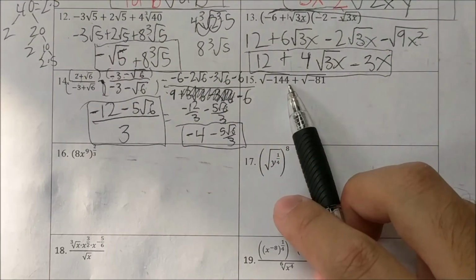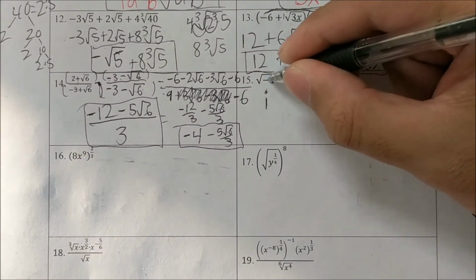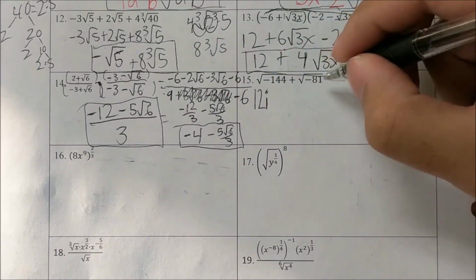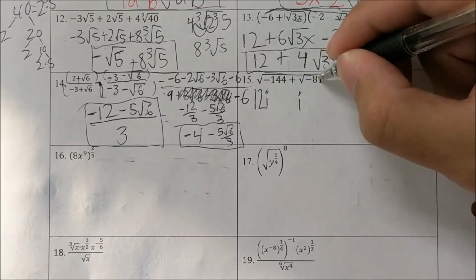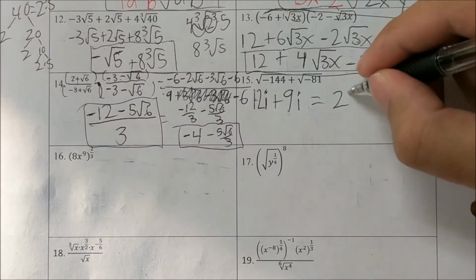All right, so here we've got square root of a negative. So we know the i comes out, and then 144 is 12 times 12. And here, again, i from the negative, and square root of 81 is 9. So 12i plus 9i is 21i.